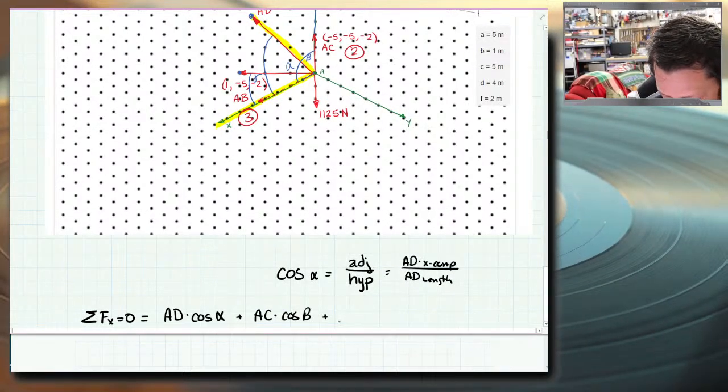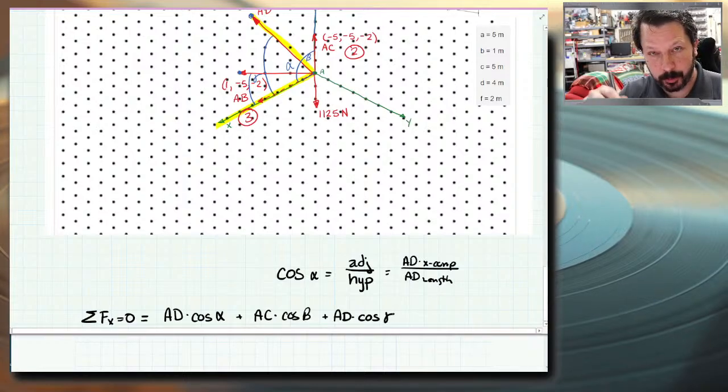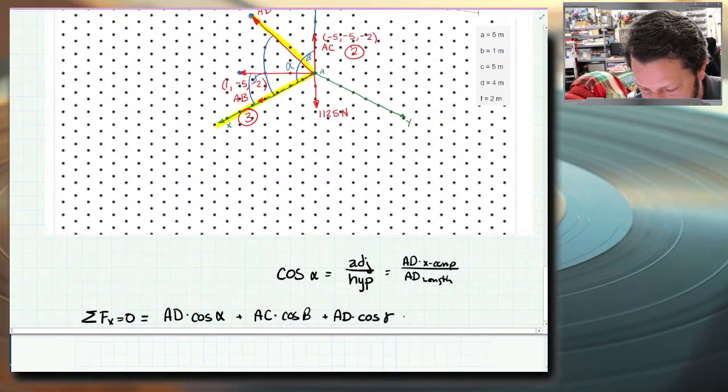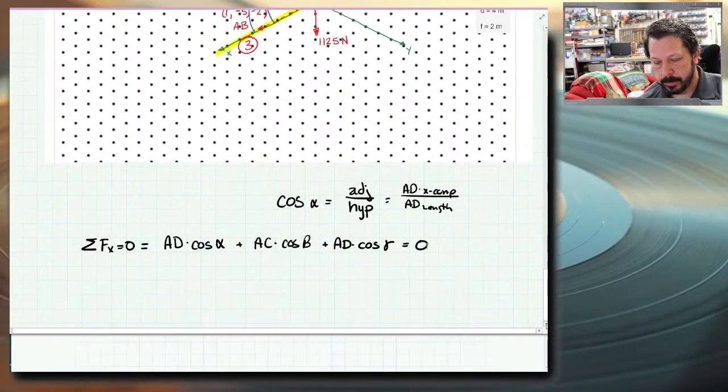So plus AB, I wrote my other letters the other way, AB times cosine gamma. There's no external force in the x direction. There is an external force, but it is wholly in the z direction, so I don't have to write it in the x equation. So equals 0. So that's the equation I want to create.